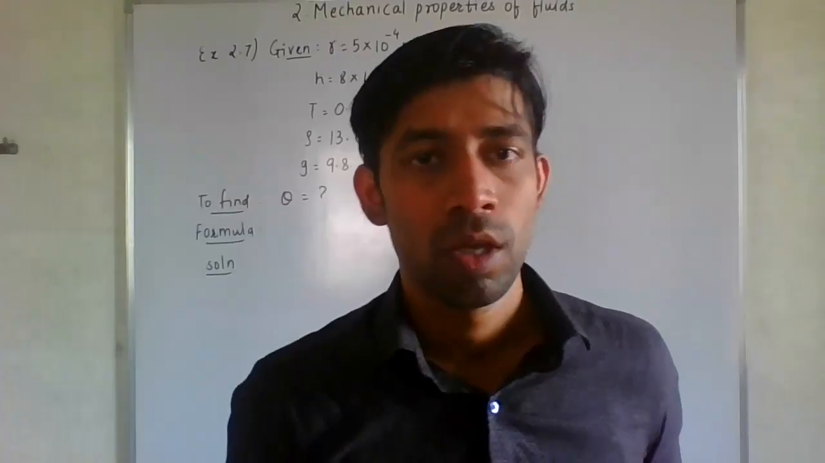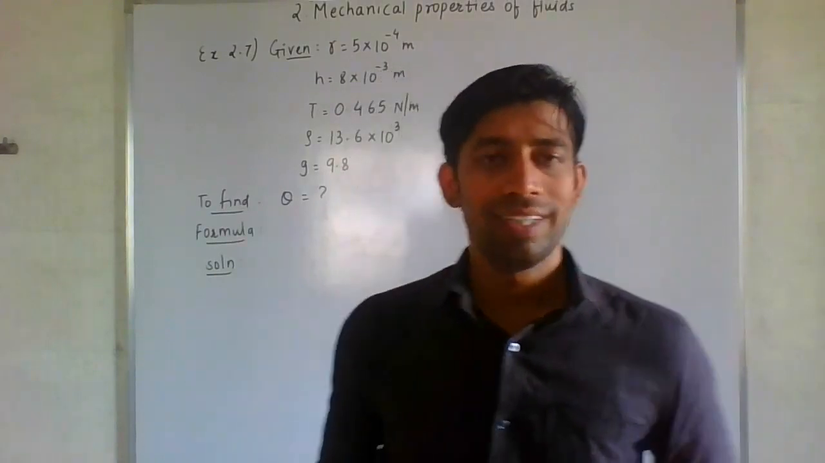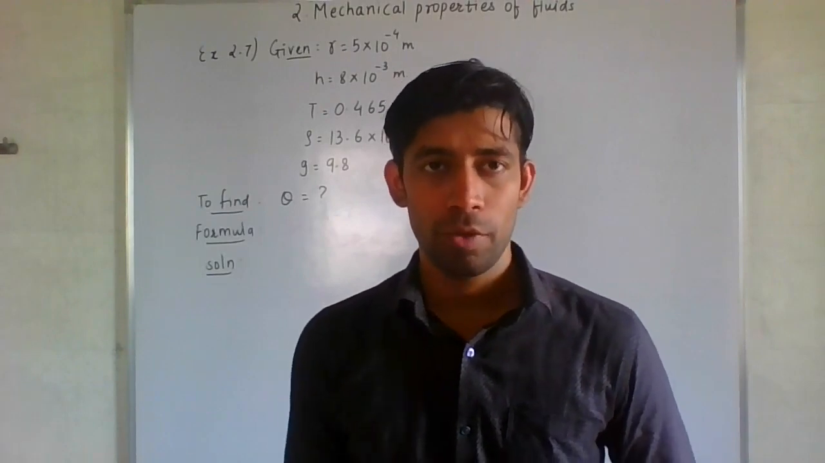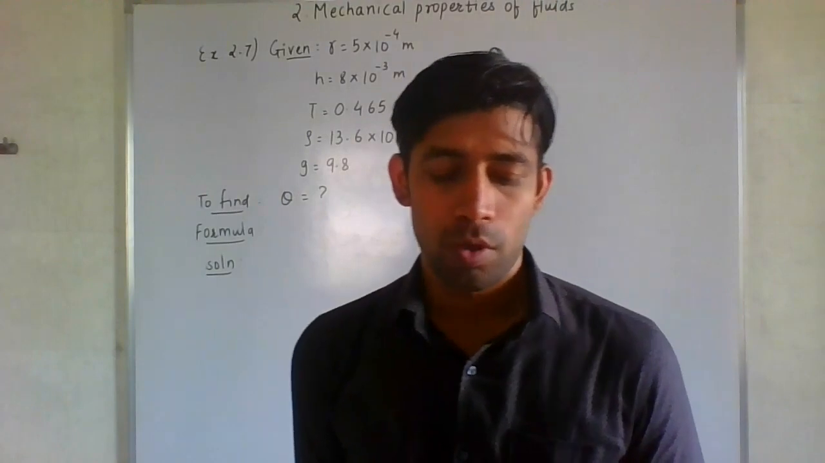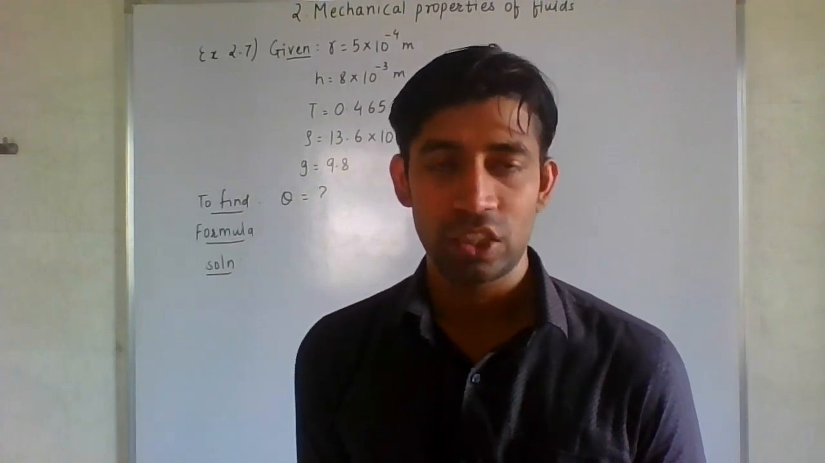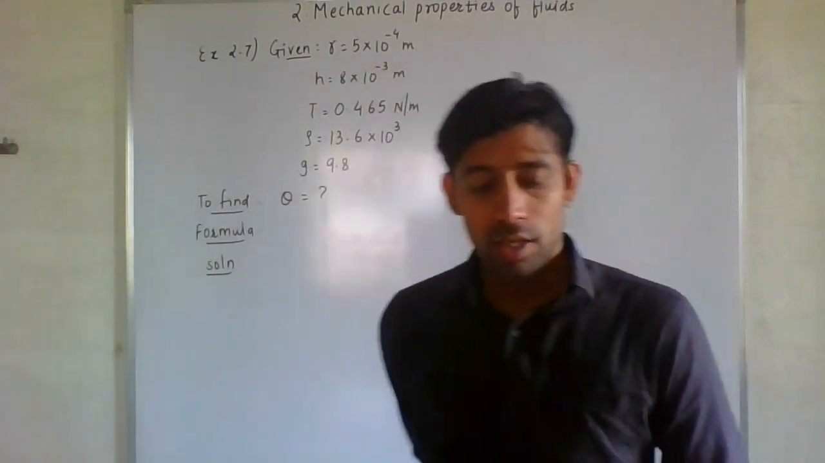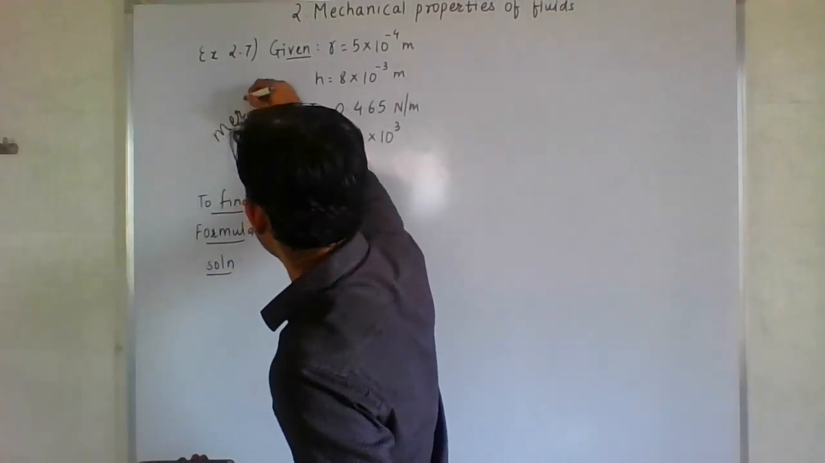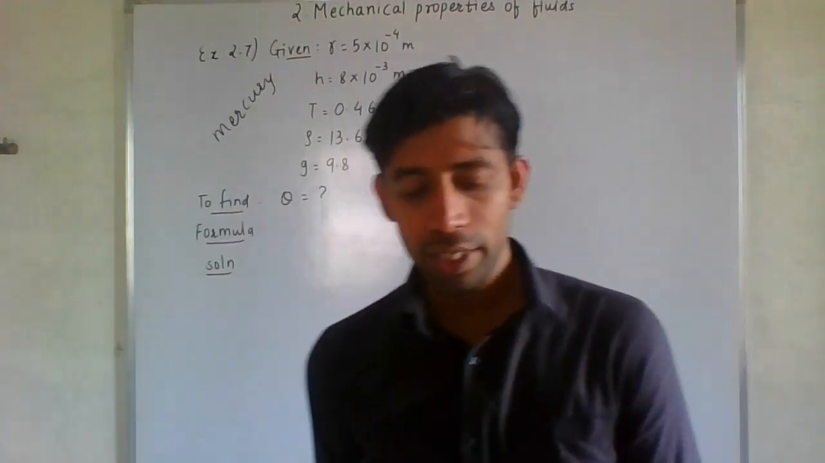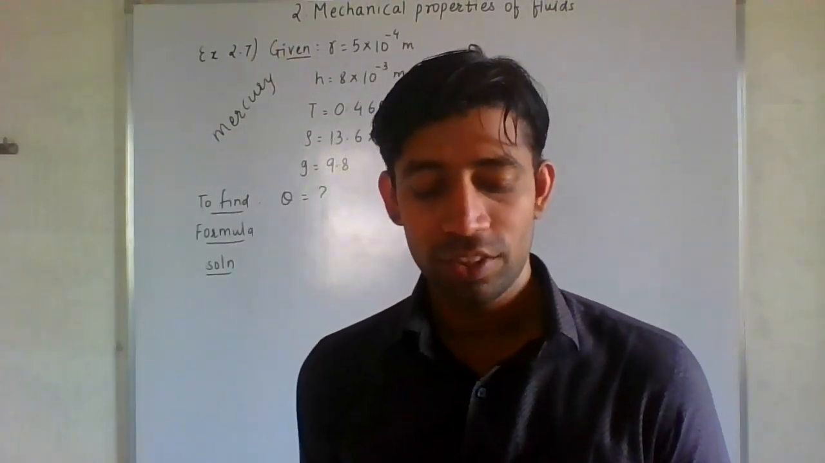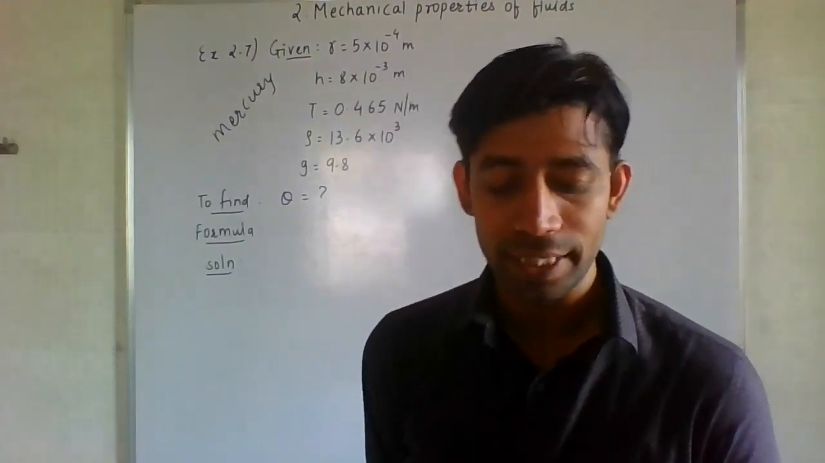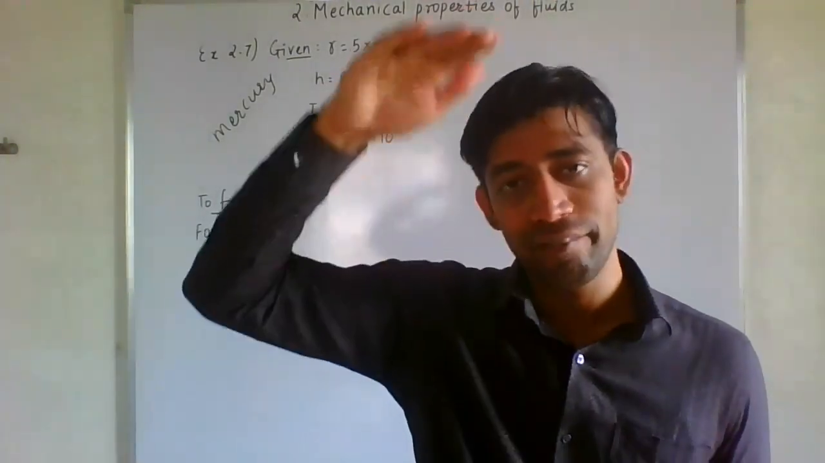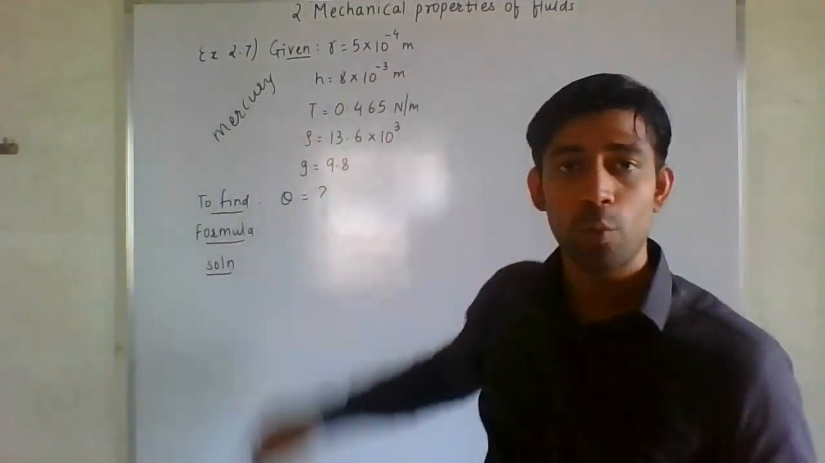Okay, let's move on to the next numerical. It is solved example 2.7. I'm reading that sum from your textbook. A capillary tube of radius 5 into 10 raised to minus 4 meter, I've written it, radius, immersed in a beaker filled with mercury. This is a case of mercury. The mercury level inside the tube is found to be 8 into 10 raised to minus 3 meter below the level of reservoir. So mercury level is falling. So that is the height by which it is falling. So that is given 8 into 10 raised to minus 3.